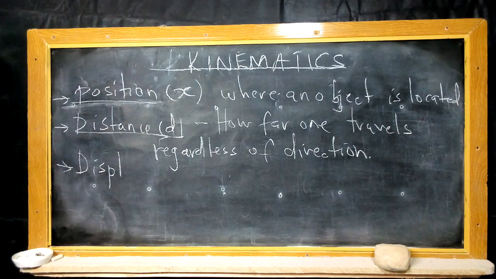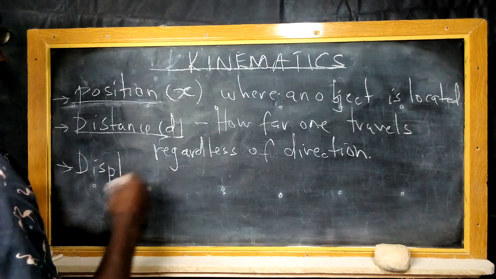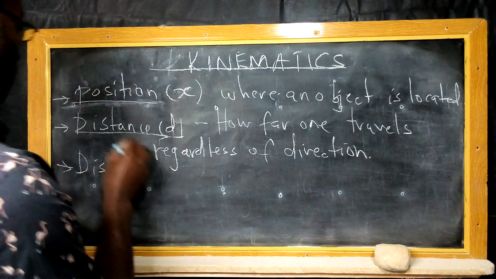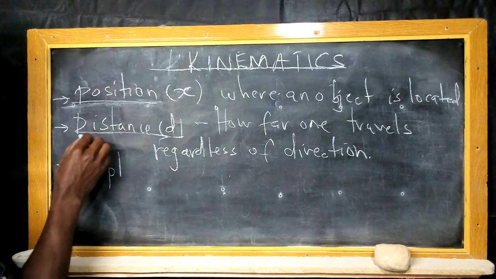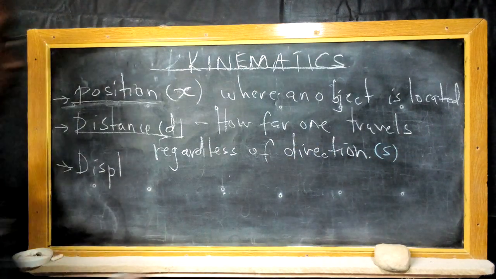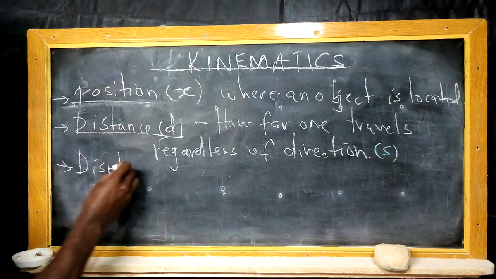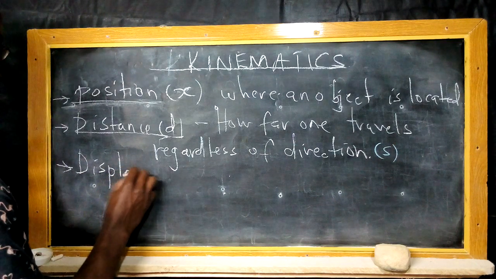Now, distance is a scalar quantity. I said I will be noting whether each term is a scalar or a vector. So in that case, distance is a scalar quantity, and I just put an S in front of this to denote that it's a scalar quantity. The third term is displacement.